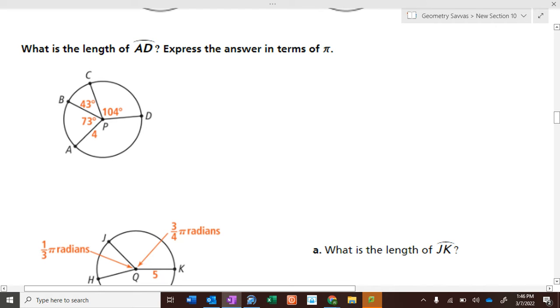What is the length of AD? Okay, AD is right here. Well, how many degrees do we have? Well, what's 104 plus 43 plus 73?